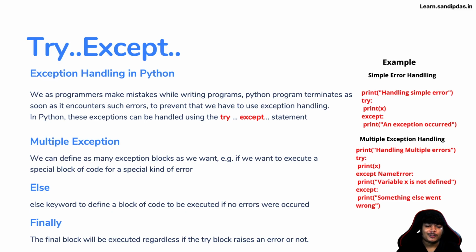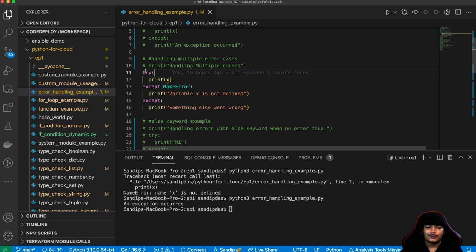Now let's talk about multiple exceptions. We can define as many except blocks as we want, and for example, if we want to execute a special block of code for a special kind of error, we can do it. Now let me show you how. Here you can see we are using try and except multiple times. So try, print x. Now x is not defined, so of course it will throw an error, but that error is a name error, and that is why it will come here.